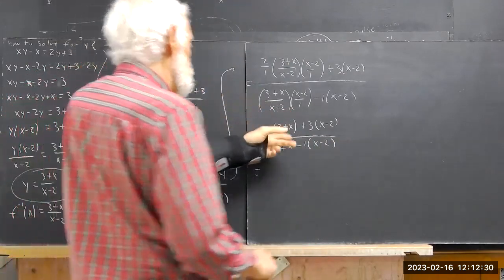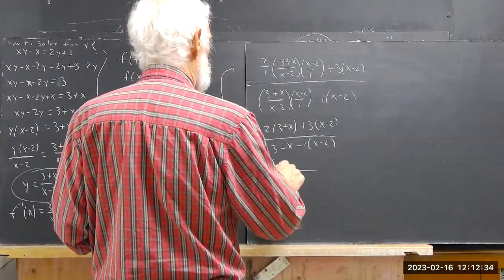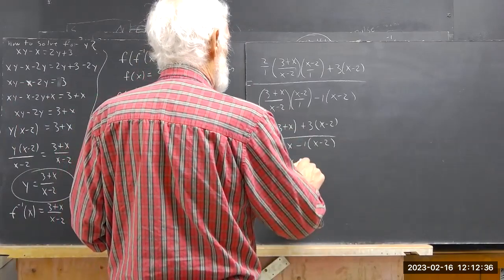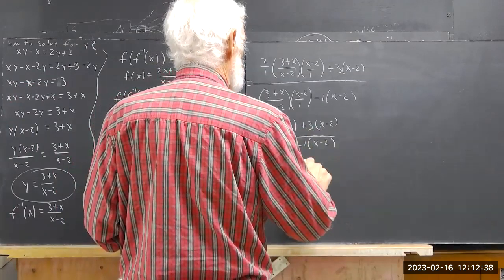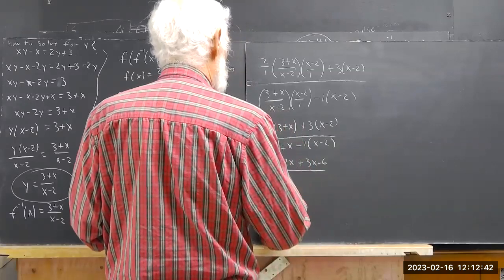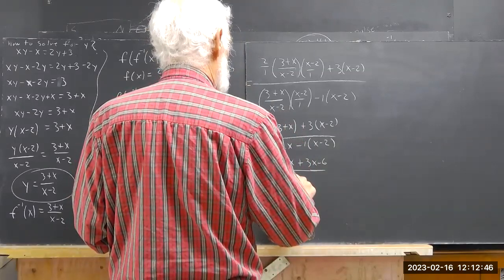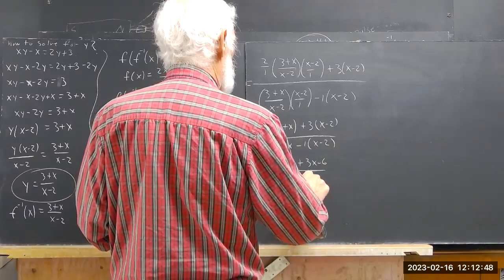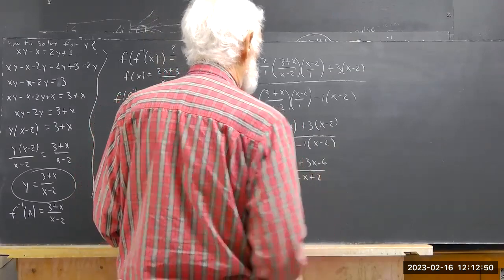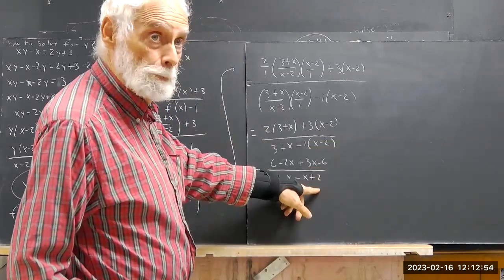Well, now I can use the distributive law here. 2 times 3 plus x is 6 plus 2x. 3 times x minus 2 is 3x minus 6. And this is divided by 3 plus x minus x plus 2. Negative 1 times x is minus x. Negative 1 times negative 2 is plus 2.